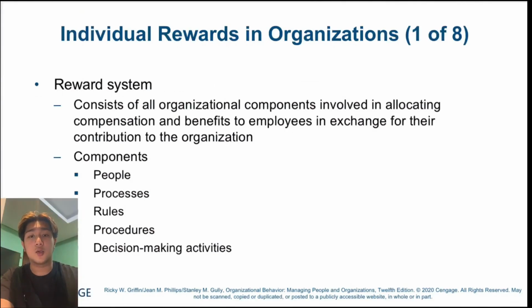Hello everyone, so now let's talk about individual rewards in organization. First off, we have reward system. Reward system consists of all organizational components involved in allocating compensation and benefits to employees in exchange for their contribution to the organization. Next one is the components. Components consist of people, processes, rules, procedures, and decision-making activities.